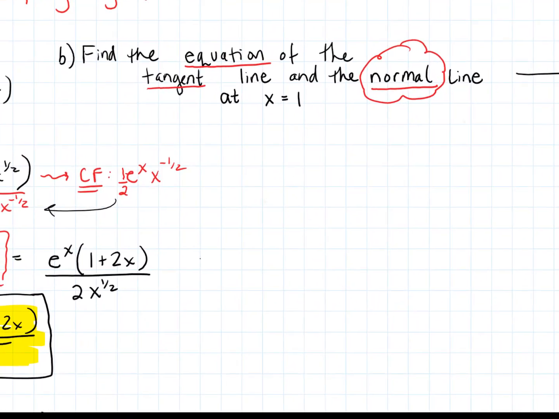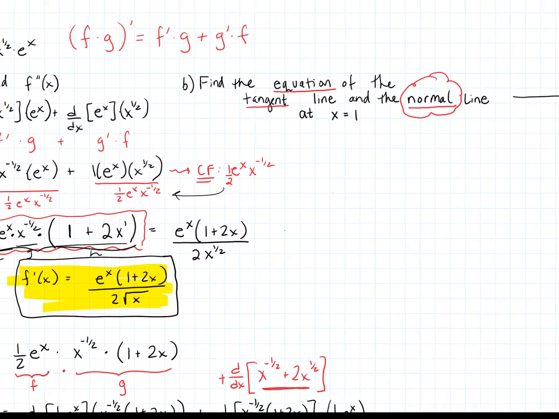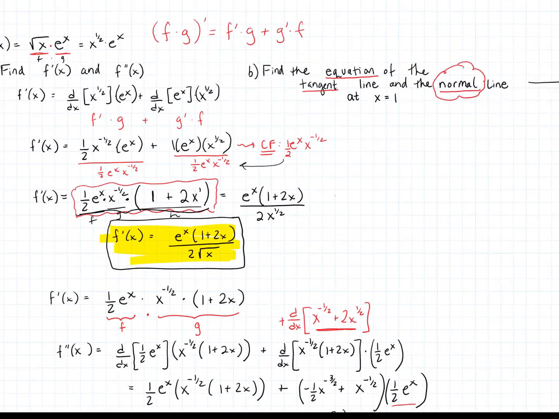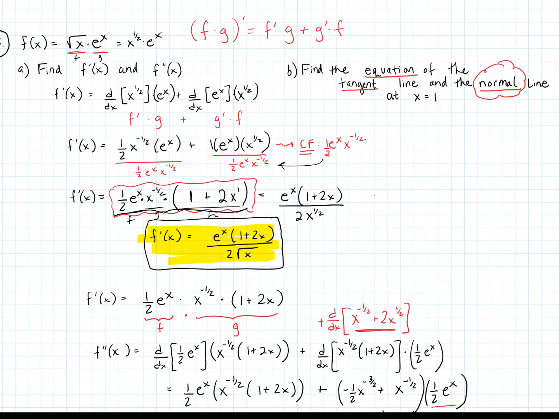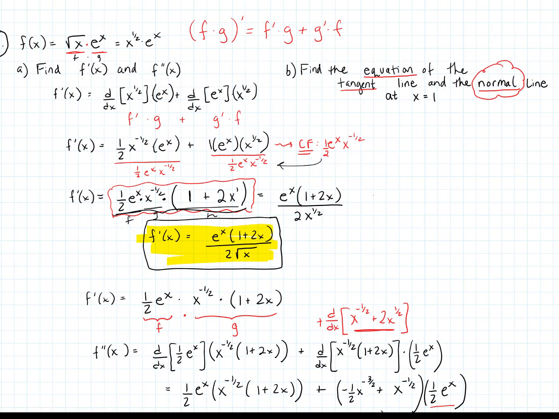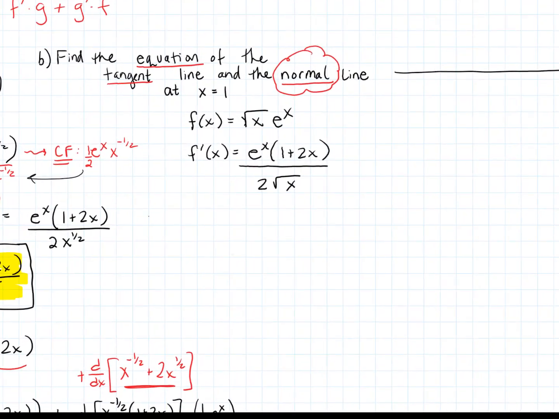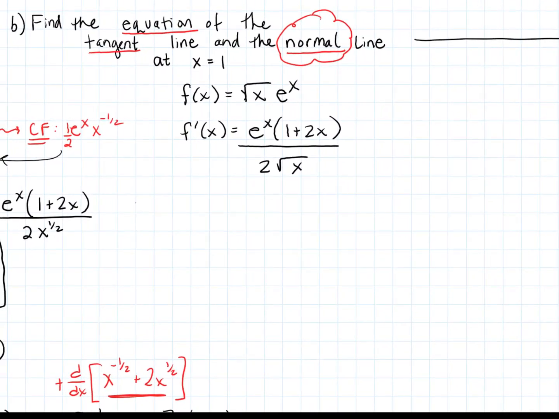Let's find the equation of the tangent line and the normal line to this curve at x equals 1. So we need the curve and we need the derivative to do this. Let's write the function, just so I can zoom in and have a little space. We already were given the function, square root of x times e to the x, and we already found the derivative, so I'm not going to go through that work again. The derivative was e to the x times (1 plus 2x) over 2 times the square root of x.